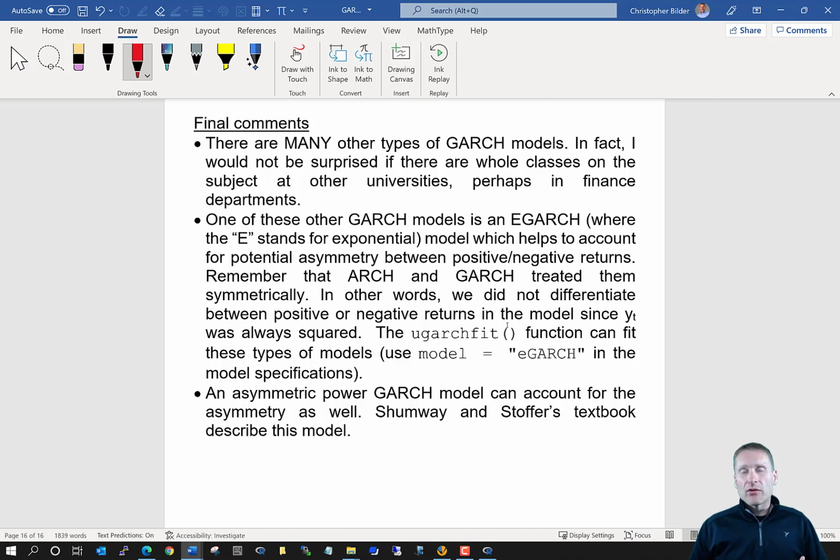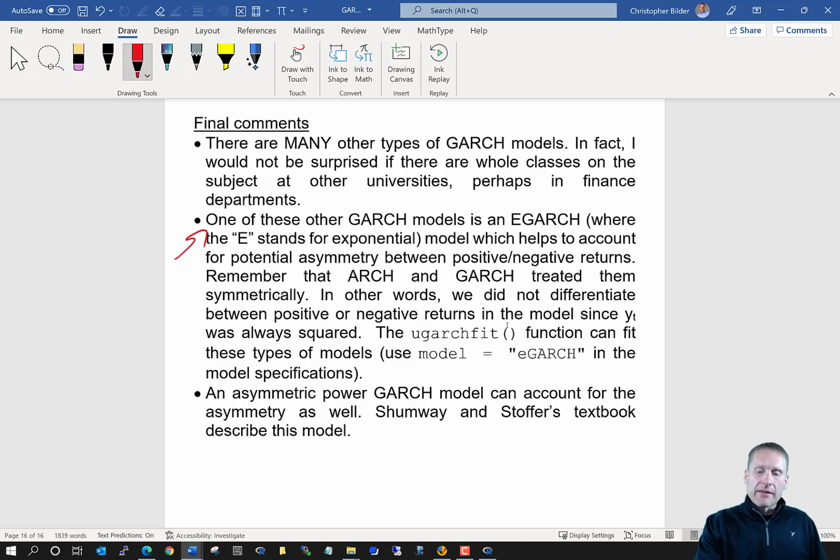Typically in a time series course in a stat department, you may introduce ARCH models, and sometimes you even will get to GARCH models, but this isn't necessarily a standard topic that's taught in all departments of statistics for a time series course.